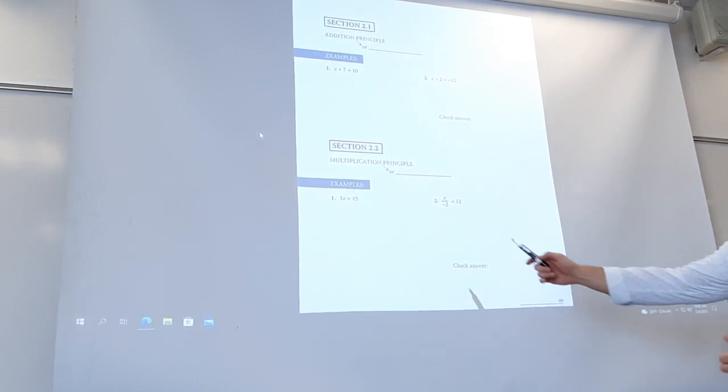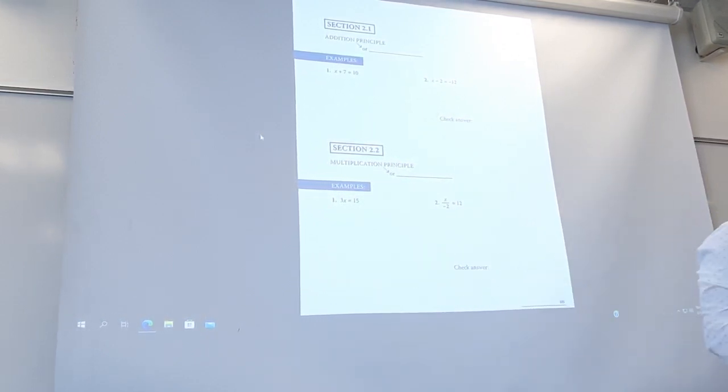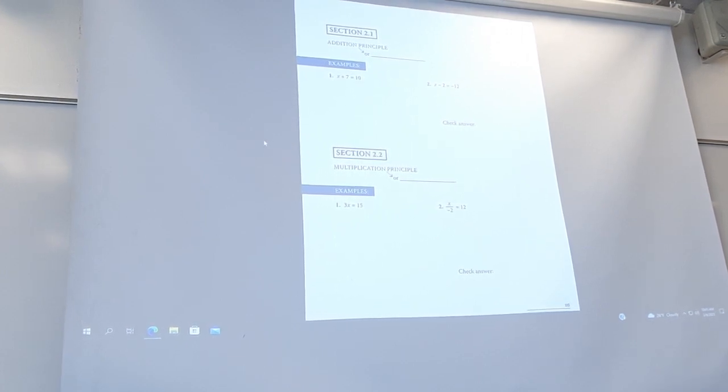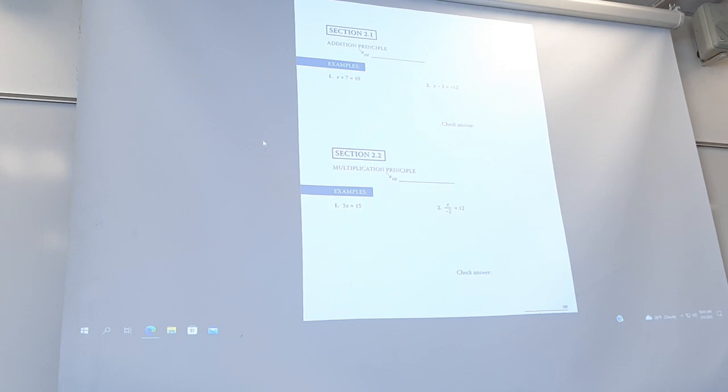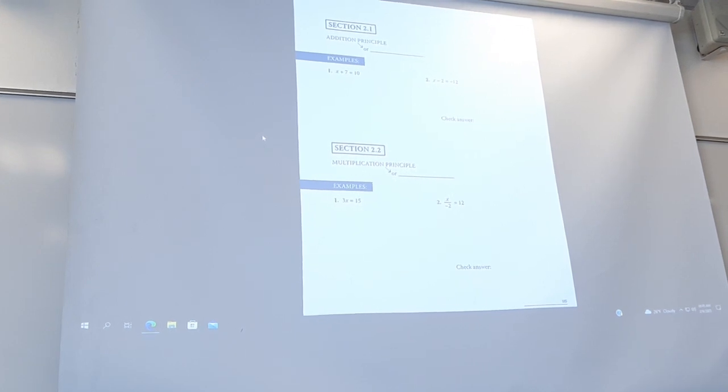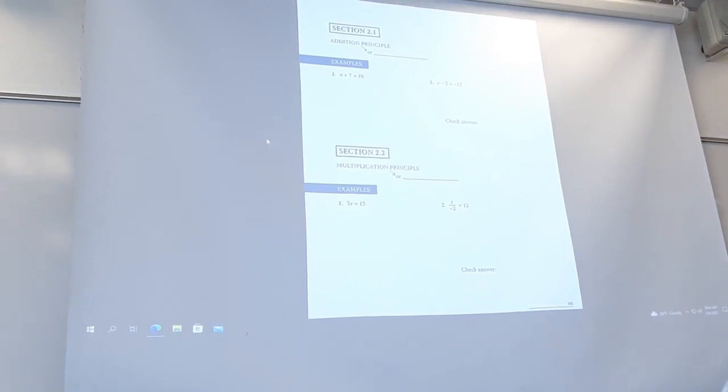Let's go down to this one here. The multiplication principle. What do you think that's going to be? Multiplication or what? Division. That's right. It's not called the multiplication or division principle, but both multiplication and division are taken care of, and there is not a separate principle called the division principle. It's taken care of in the multiplication principle. Okay? All right, let's come over to this board.